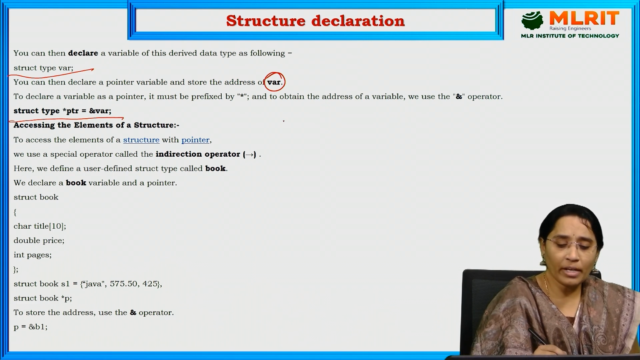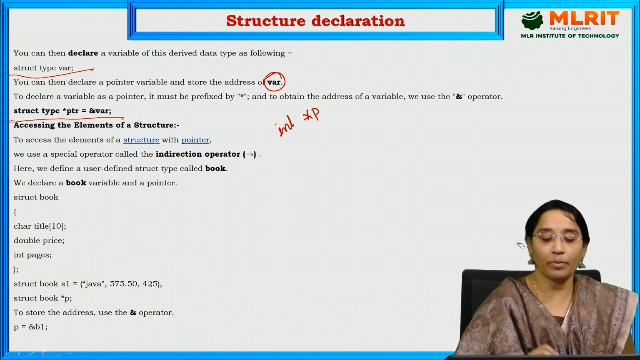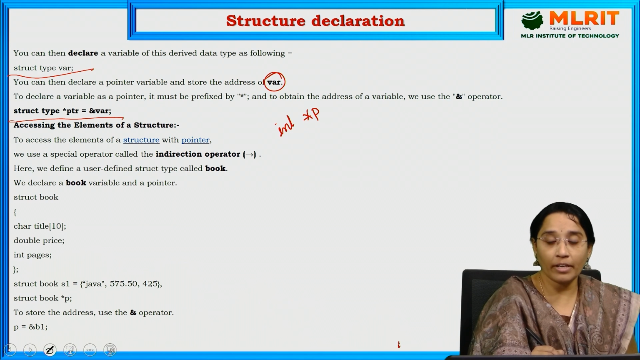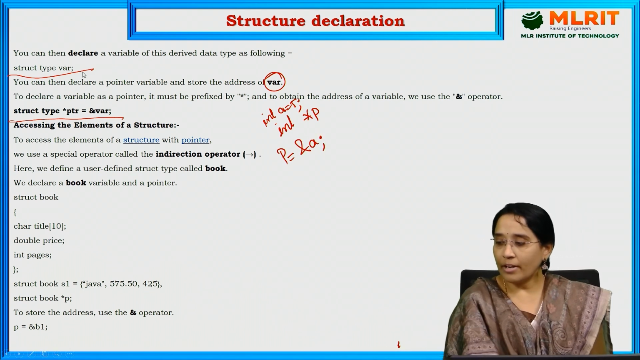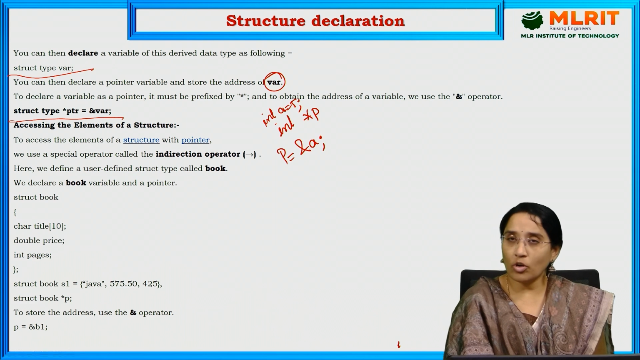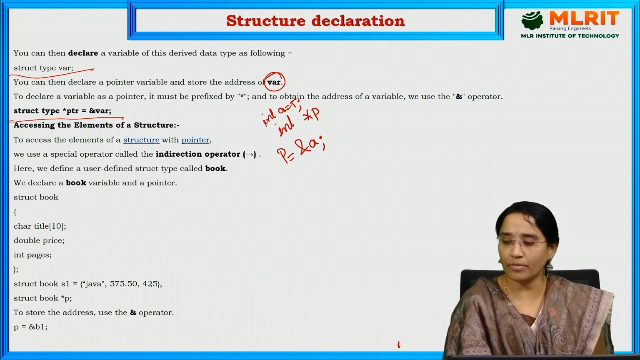So what does a pointer hold? If I write int pointer p, what is the rule for the pointer variable? If you want to use a pointer in your program, first you need to initialize the value. Why? Because a pointer holds the address of another variable. So in this concept of pointers to structures, how do we access members using the pointer to structure?